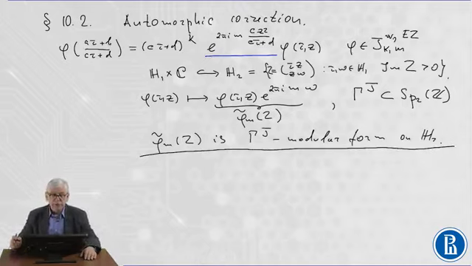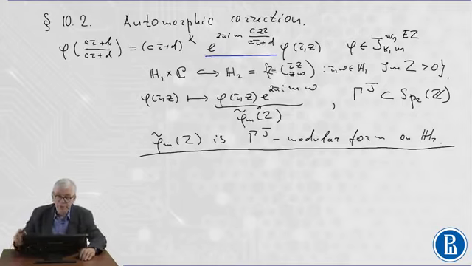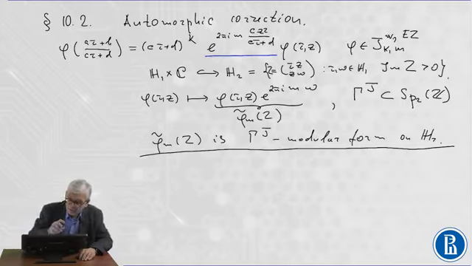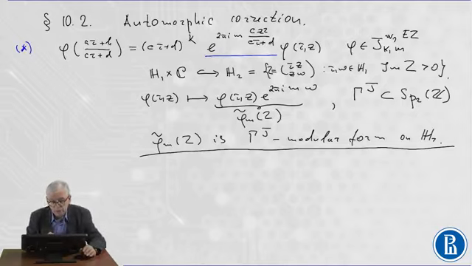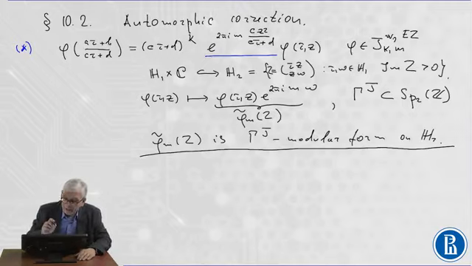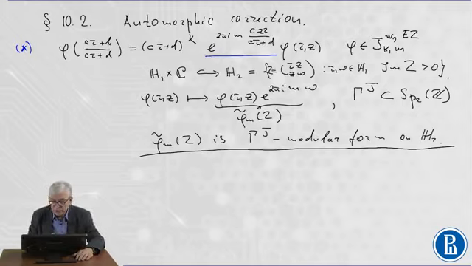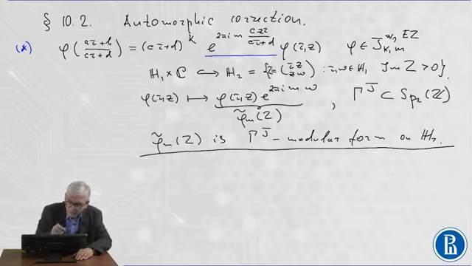But now I would like to give another interpretation only of the modular equation of Jacobi form of weight k and index m. And to do this, I introduce the new function, which I call the automorphic correction of Jacobi form.